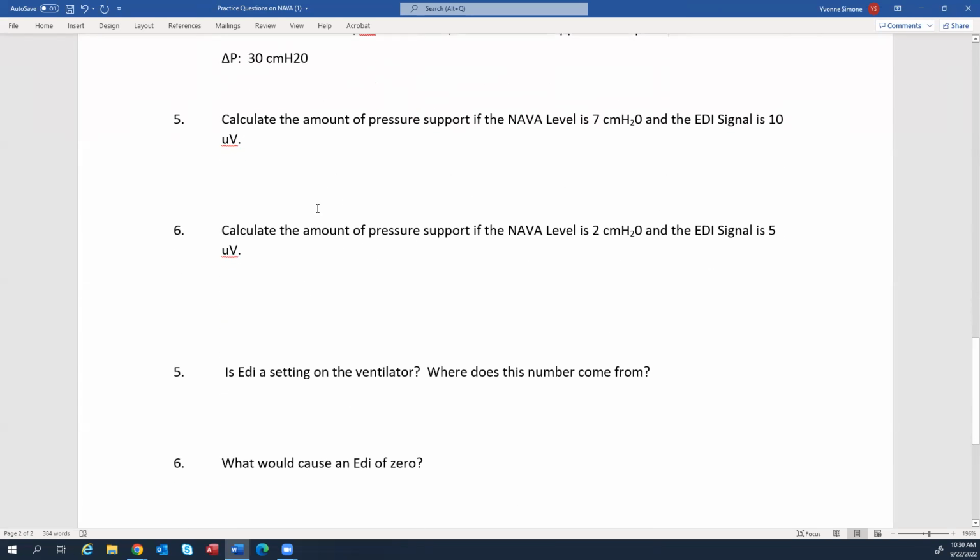Question number 5, calculate the amount of pressure support if the NAVA level is 7 centimeters of water and the EDI signal is 10 microvolts. Okay, so to figure out the amount of pressure support, it's the NAVA level times EDI signal. On here, it doesn't give us the minimum. Let's make up a minimum. Let's say the EDI min is 0.5 microvolts.